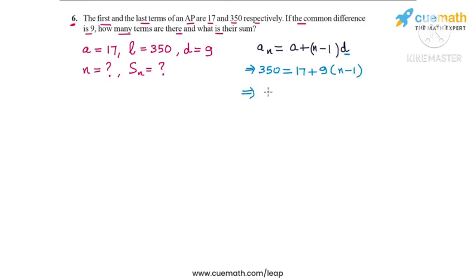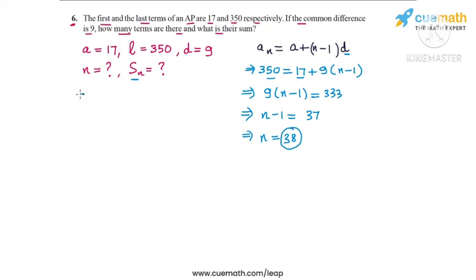So from here we get 9 into n minus 1 is equal to 350 minus 17, that's 333. So if I divide by 9 on both sides, I get n minus 1 is equal to 333 by 9, that's 37. And this means that n is equal to 38. So there are 38 terms in the AP. That solves part of the problem. Now we have to find their sum. So now we have to find S38.